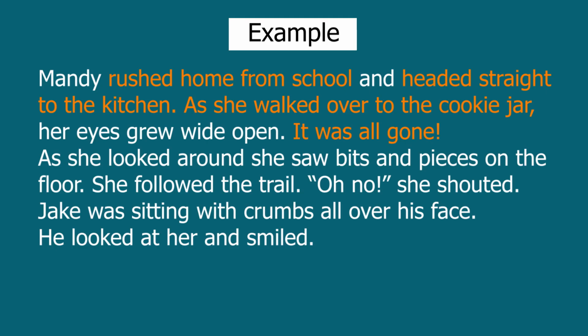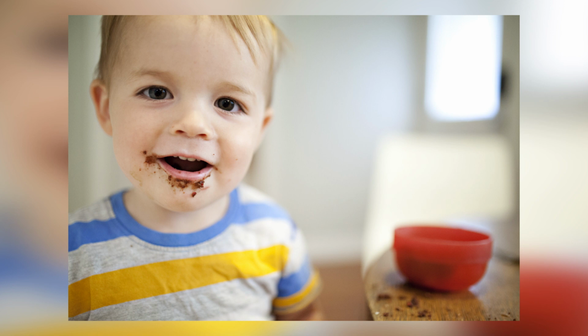As she looked around, she saw bits and pieces on the floor. Now, do you think Mandy was feeling good right now? No. She wanted to know where all the cookies had gone. And so she was looking to see if she could find that out. So she followed the trail, which led her to the living room. And what did she see? She saw Jake, who was sitting with crumbs all over his face. He looked at her and he smiled.